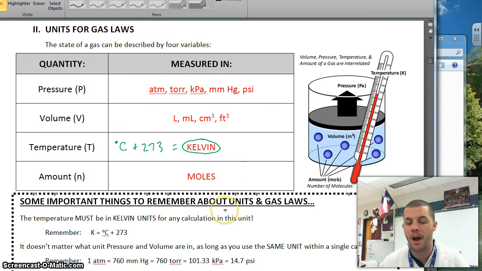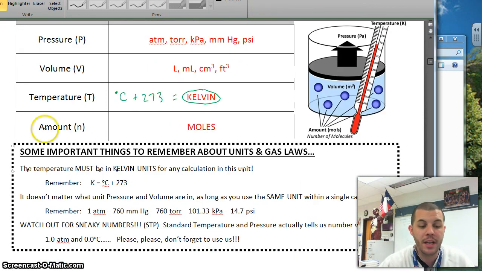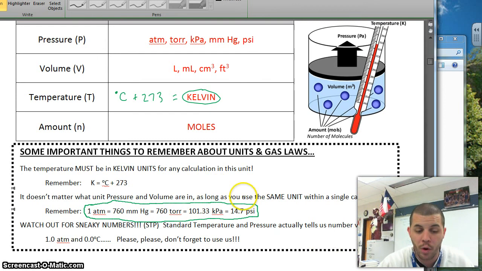And then if we're talking about the amount of gas particles, amount is going to be represented with an n, and it's referring to the number of moles of gas particles. So here are some things that we need you to remember and understand. The temperature in all of these problems has to be in Kelvin, no doubt about it. Here are your conversion factors for pressure. Remember, this is on your green sheet, so you don't have to have this memorized, but you do need to know how to work with it.